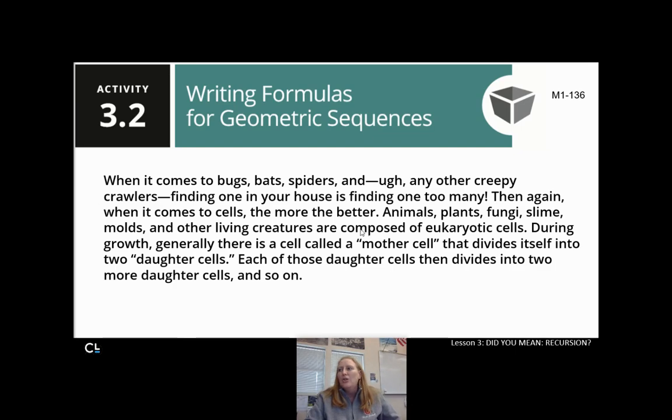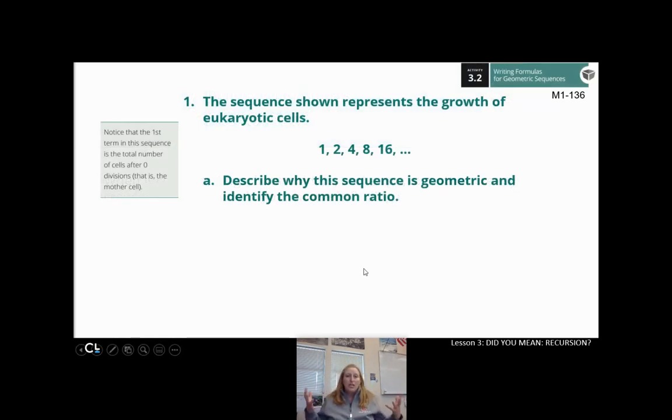So you can see what's happening here. If I were to show you the sequence that represents growth of eukaryotic cells, that means that I started with one cell, which split in two and split in two and split in two. So I had one, but then I had two, I doubled that, which became 4, doubled that, which became 8, doubled that, which became 16. So what I'd like you to do first for part A, can you just describe why this sequence is geometric and identify for us the common ratio? Go ahead and hit pause, jot that down, hit play to keep going.